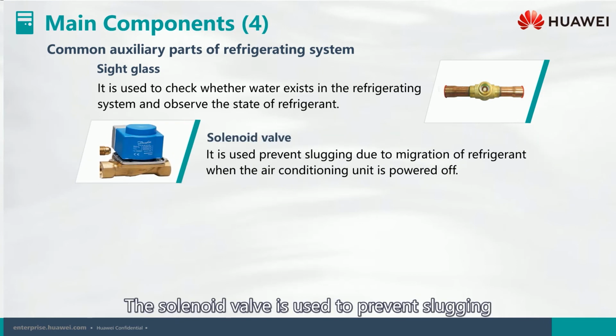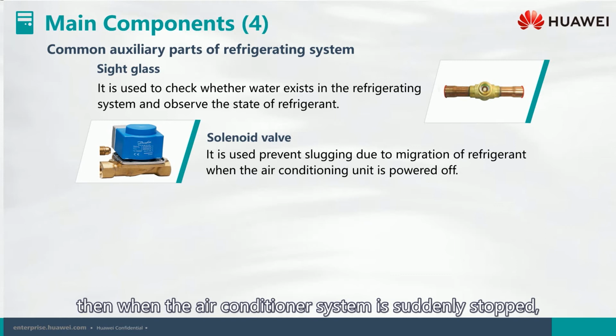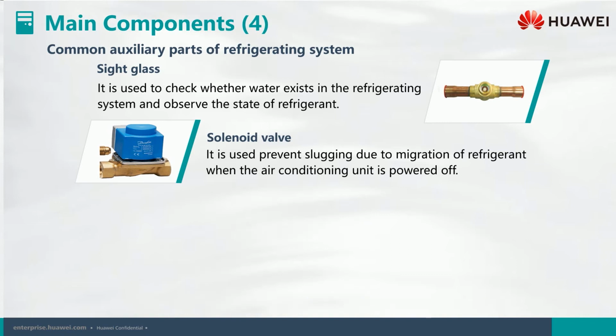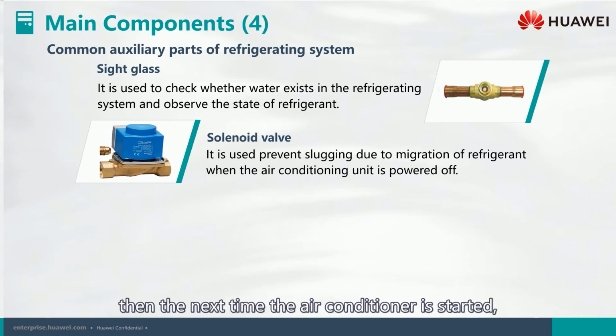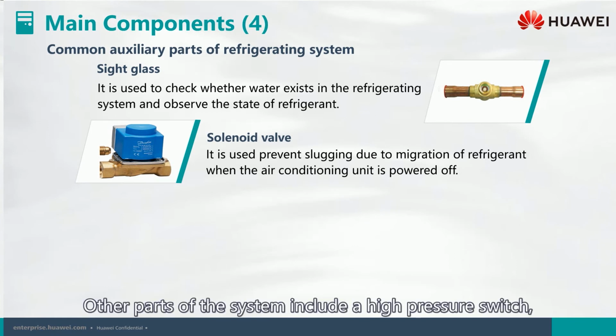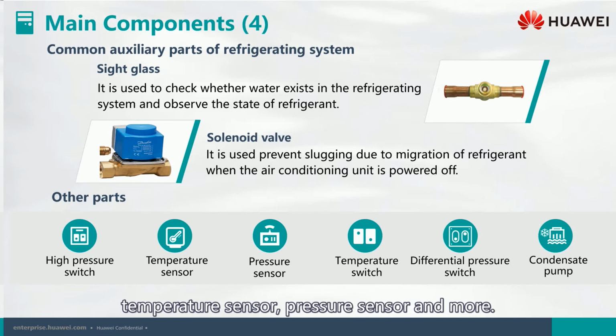The solenoid valve is used to prevent slugging due to the migration of refrigerant when the air conditioning unit is powered off. If there is no solenoid valve, then when the air conditioner is suddenly stopped, the liquid refrigerant will flow into the evaporator. Then, the next time the air conditioner is started, the liquid refrigerant will enter into the compressor, damaging it. Other parts of the system include a high pressure switch, temperature sensor, pressure sensor, and more.